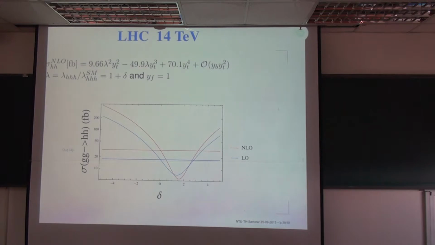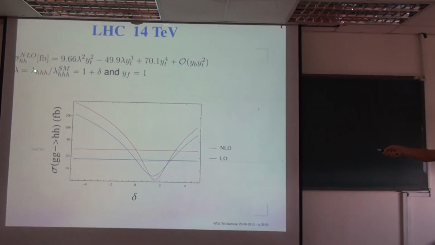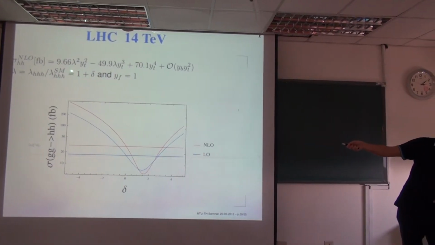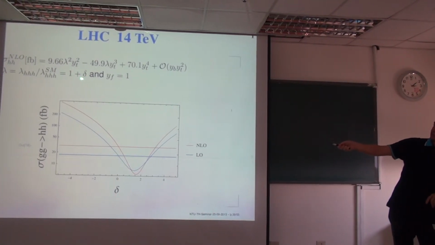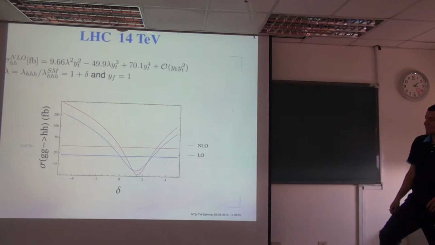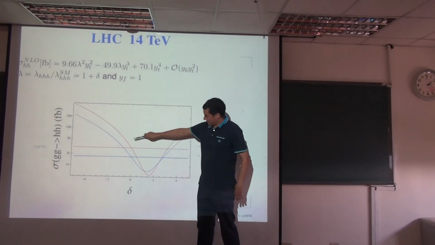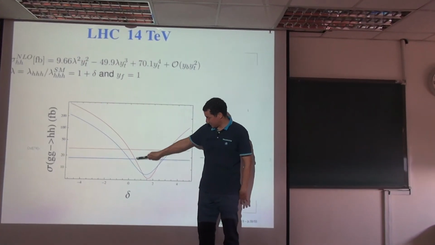Here I just take the cross-section at the next leading order and I play with this lambda here. This lambda is just the ratio of the triple couplings normalized to standard model 1. I just put it like 1 plus some correction, delta, and we can see what kind of correction we need. If I plot as a function of lambda, you see it's a kind of parabola because of course you have some lambda square and some lambda.